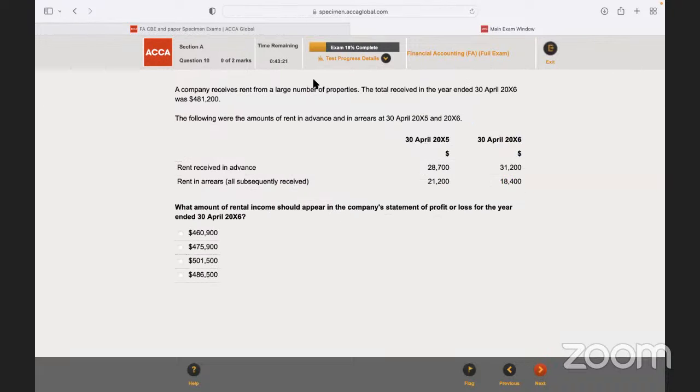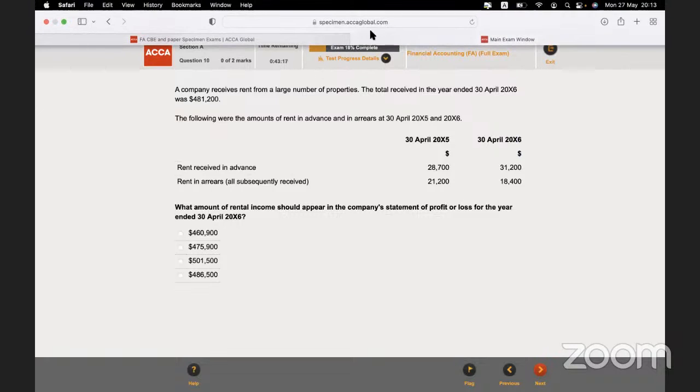Now, guys, for this question, what you should do is open a rent T account. And once you open a rent T account, you should find the missing figure. That's what is supposed to happen. You have to open a rent T account and find the missing figure. Just check and see, these also involve accrual and prepayment.